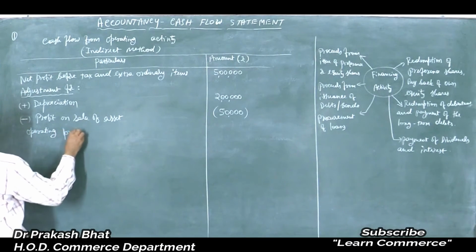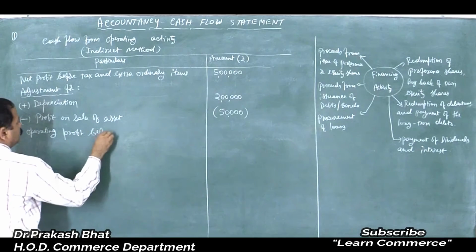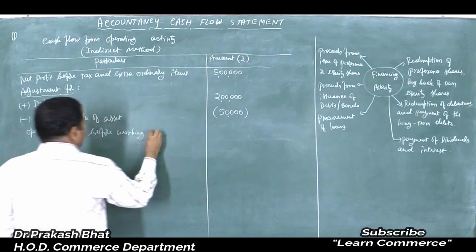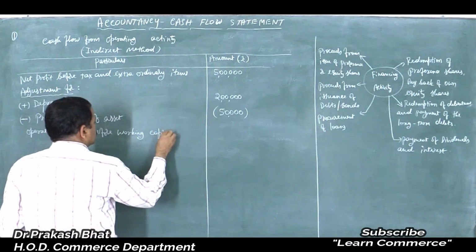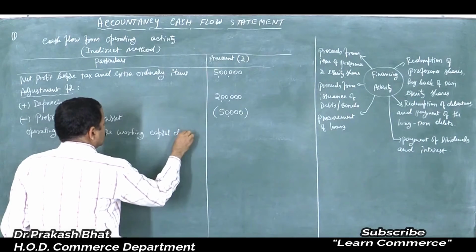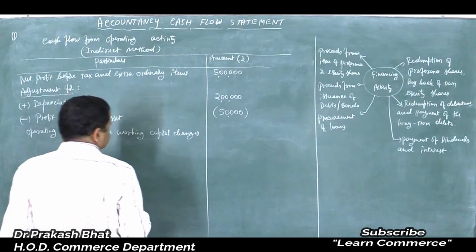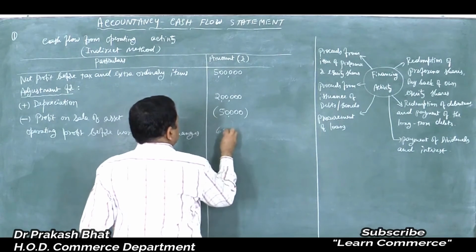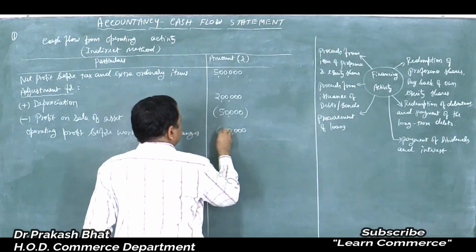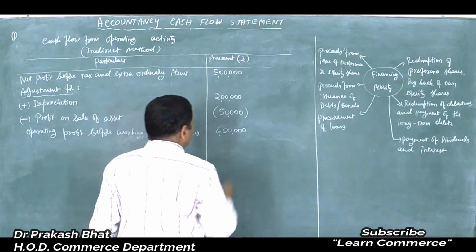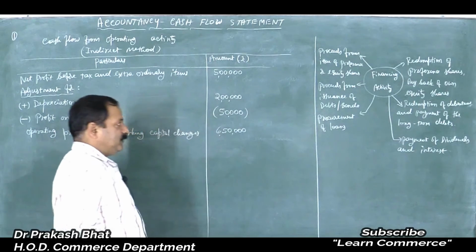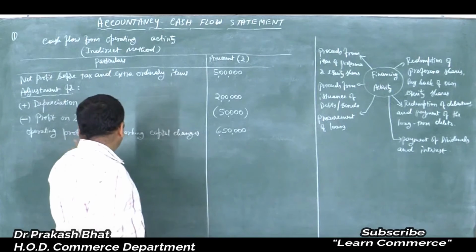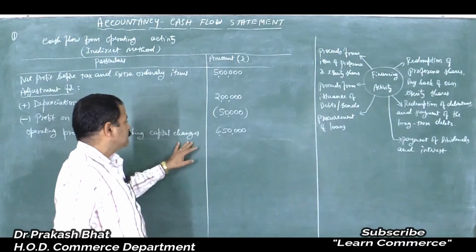Profit before working capital changes, then working capital changes. How much is it? 5 plus 2, 7, minus 50. So 6,50,000, a positive figure. No need to put a bracket, right? Yes, 6,50,000. You just go from here, friends. 6,50,000 is operating profit before working capital changes, isn't it?